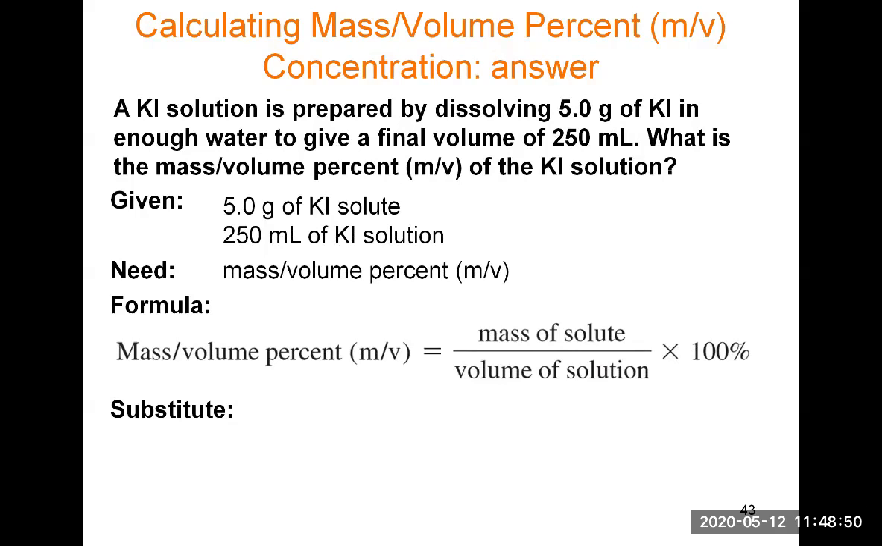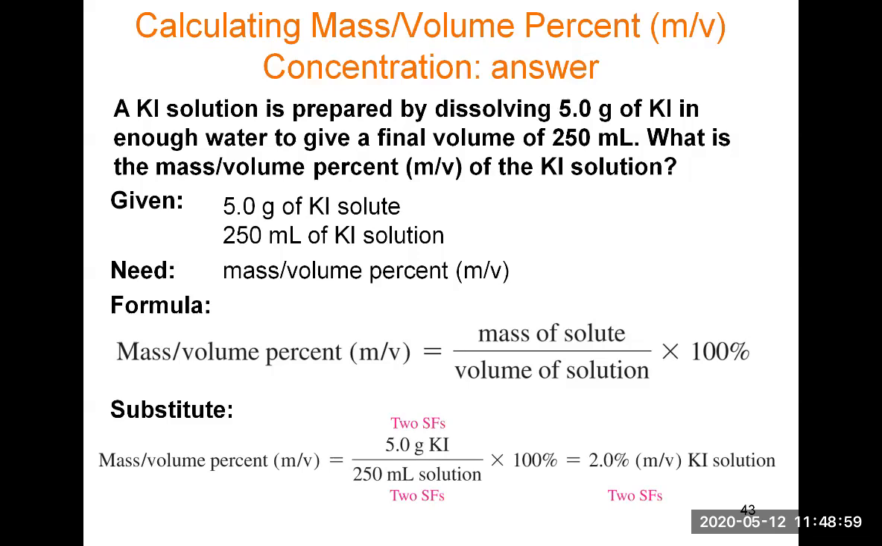We have our mass of solute in grams and volume of solution in milliliters, so we can plug in the values. It's 5.0 grams of KI in the numerator over 250 milliliters in the denominator, times 100. When you do this on your calculator, it's exactly 2, but the calculator doesn't know about significant figures, so you have to pay attention to them. As always, 100% is an exact number, not limiting the number of sig figs. In the numerator we have 2 sig figs in the 5.0 grams, and the 250 milliliters also has 2 sig figs because the 0 is not significant. So we need to keep 2 significant figures, and so you need to add 0.0. So it's 2.0% mass per volume KI solution.